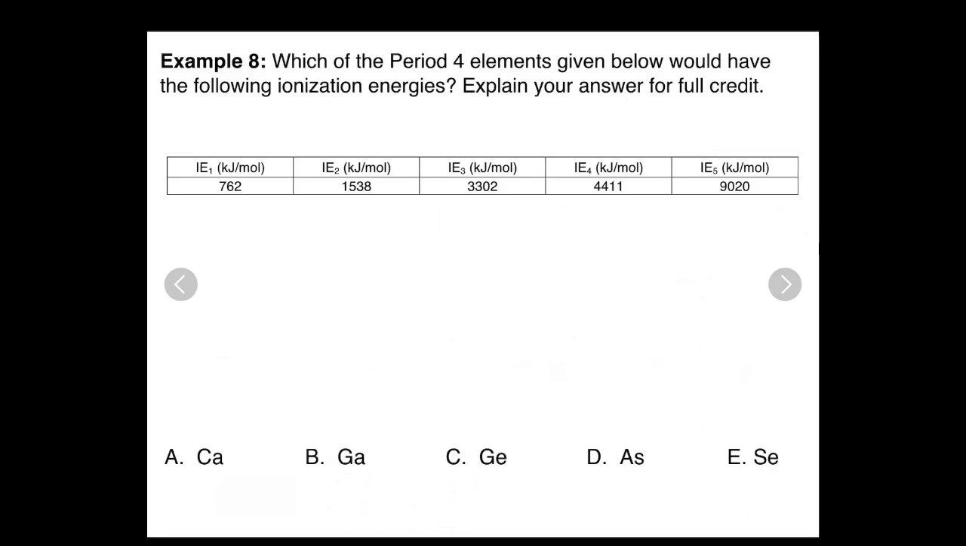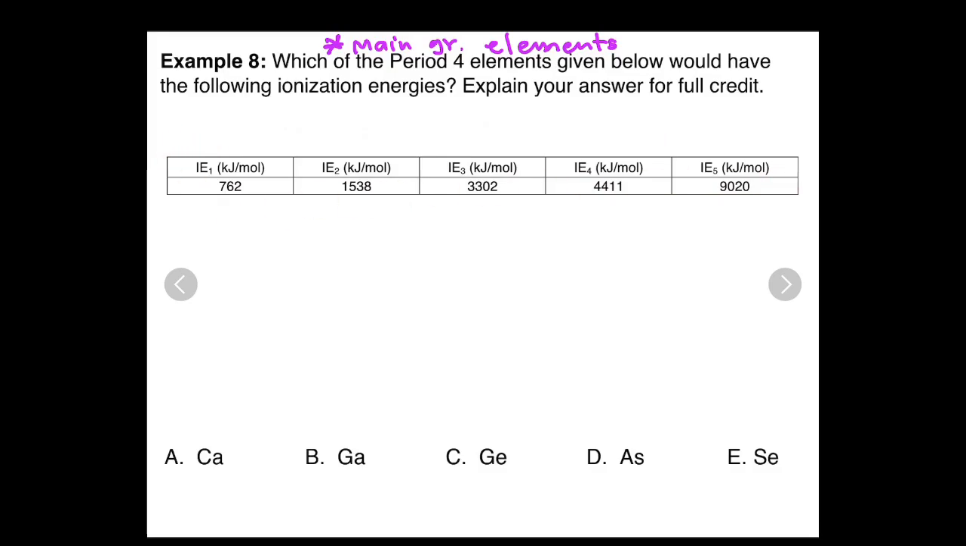Now let's take a look at example 8. One thing I want you to write out is that we are going to consider only the main group elements, because the main group elements are the ones that follow the trend the most. So let's take a look at how we can determine the identity of the element just from the successive ionization energy.